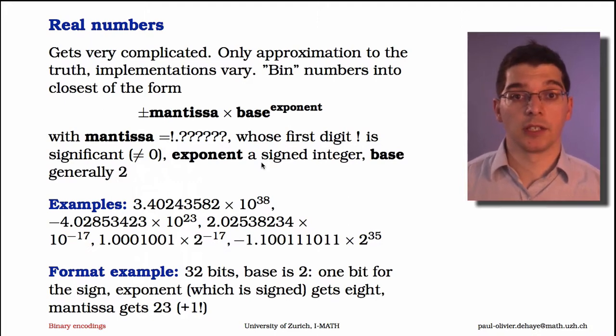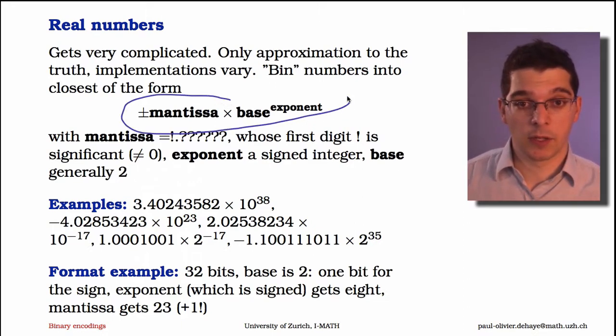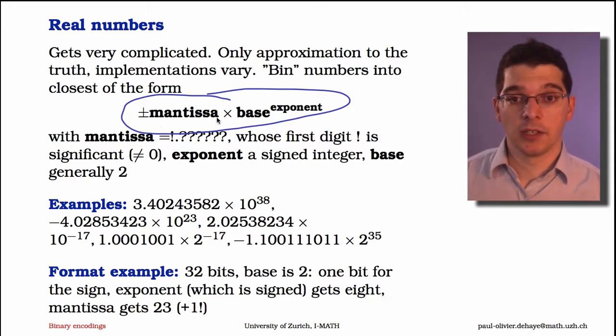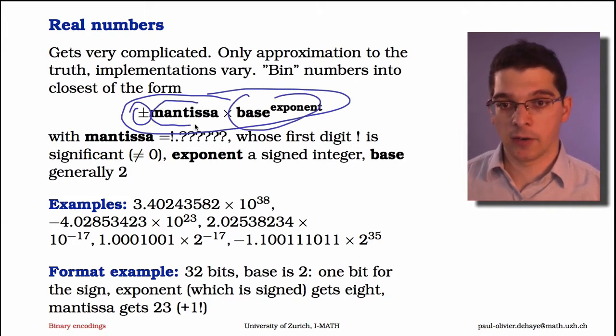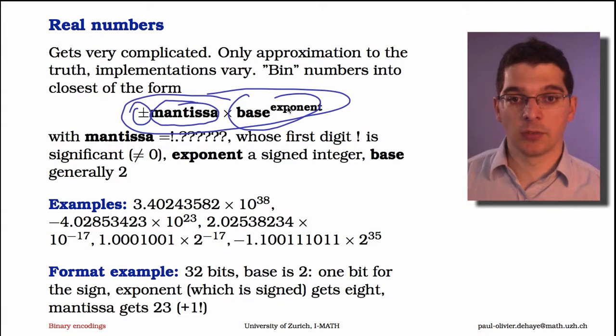The idea is to bin numbers into bins, and within a bin will be all the numbers closest to a certain number of this form. So it looks complicated, but let's analyze it a bit. The number will be signed, and it will be some number that is relatively small times a certain base to the power of an exponent. So this gives the sign, this gives the general idea of the magnitude, and this slightly corrects this magnitude. And then comes the question of how you balance the precision you need between the exponent and the mantissa.